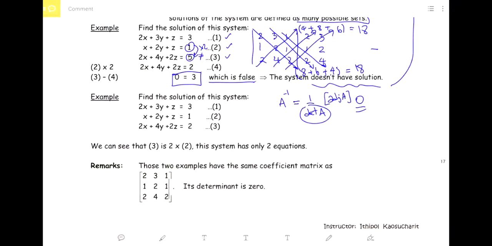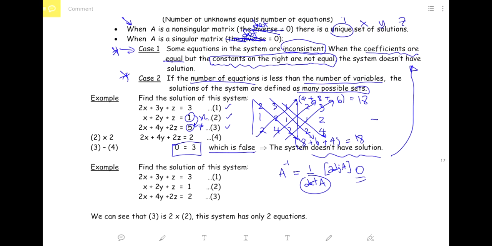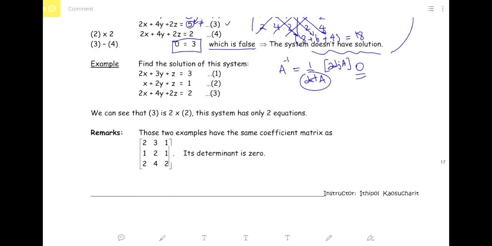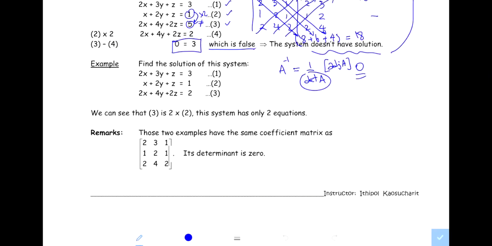Okay, so that is case 1. I already explained to you about case 1. Then we want to go to case number 2. Okay, let's see this one a little bit. Find a solution of this system. Again, you want to look at this one. Equation 1, something like this. Equation 2, you look at this, 1 2 1. Equation 3, 2 4 2.